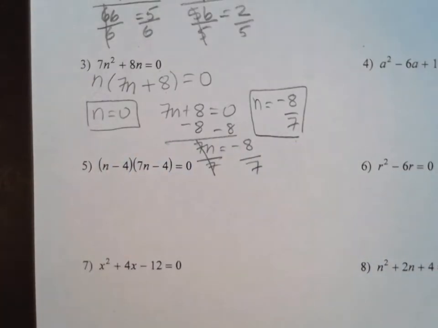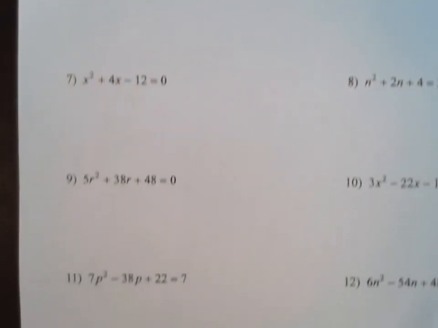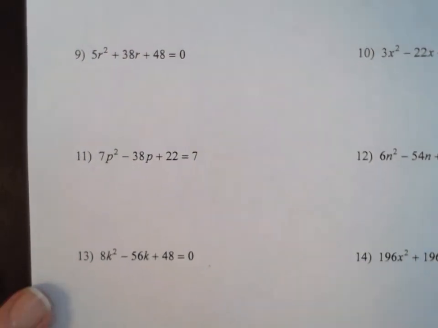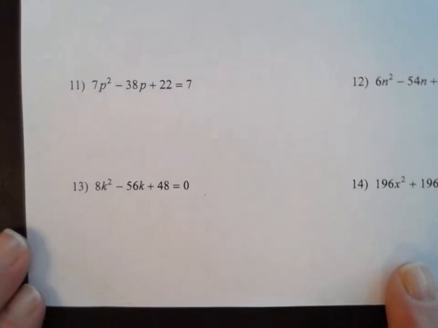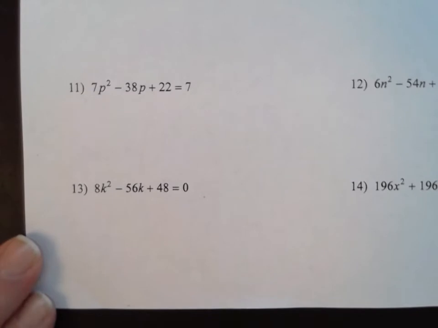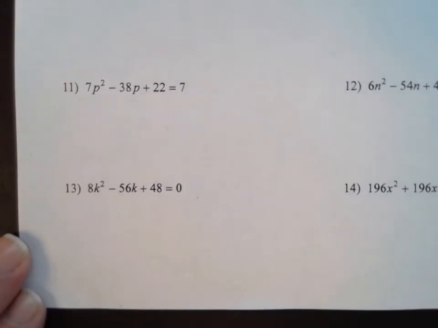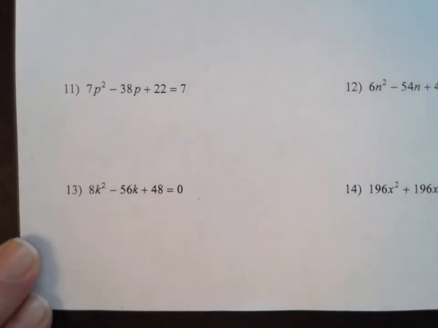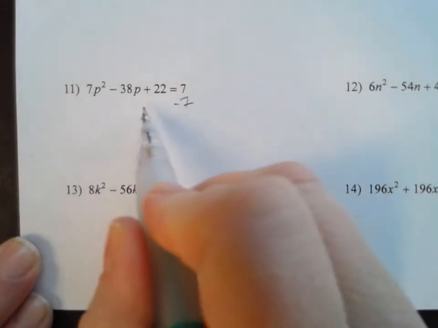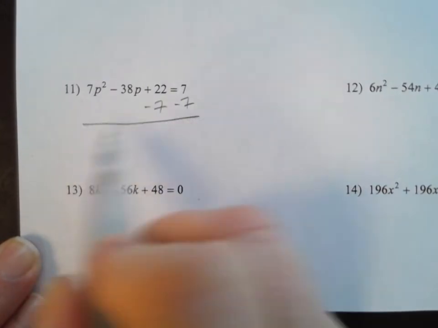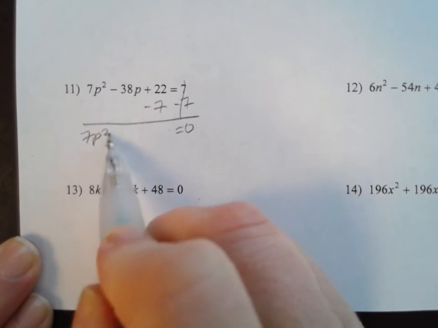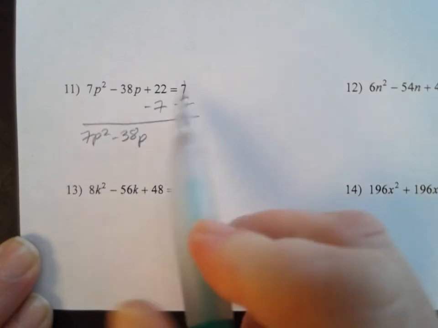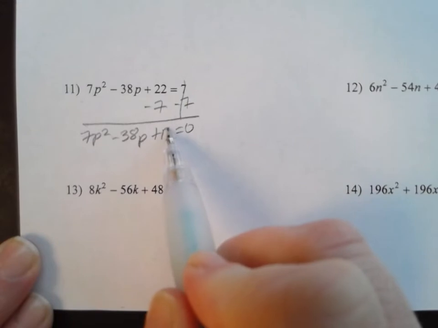All right, and the only other one we're going to look at together today is number 11. So if you go on down your page to number 11, one thing to notice about number 11 is that it is not equal to 0. So I have to get it equal to 0 first before I can even start factoring. So to make it equal 0, I'm going to subtract 7 from both sides of the equal sign. That cancels out, leaves me with a 0. And 7p squared minus 38p, and then 22 minus 7 is 15.